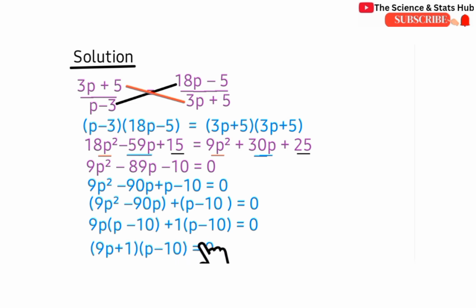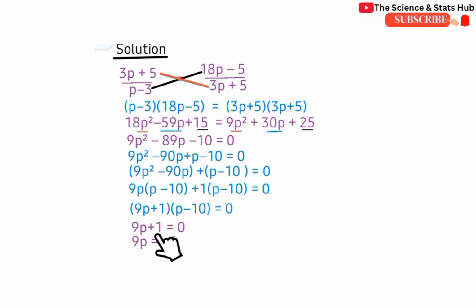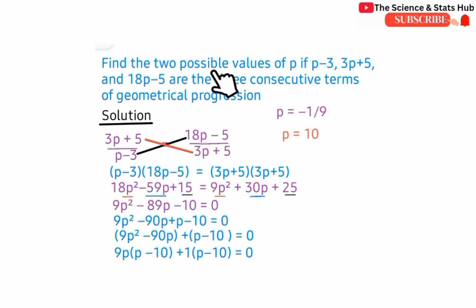So if we say 9p plus 1 is 0, 9p will be equal to, when positive 1 crosses to the right hand side, negative 1. p will be equal to negative 1 divided by 9. Or if we say p minus 10 is 0, p will be, when negative 10 crosses to the right hand side, positive 10. So the two possible values of p are either minus 1 over 9 or 10.